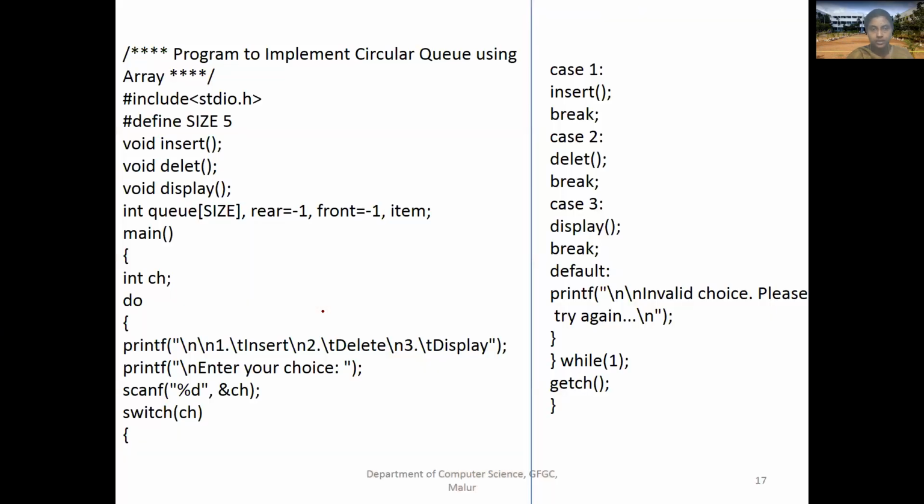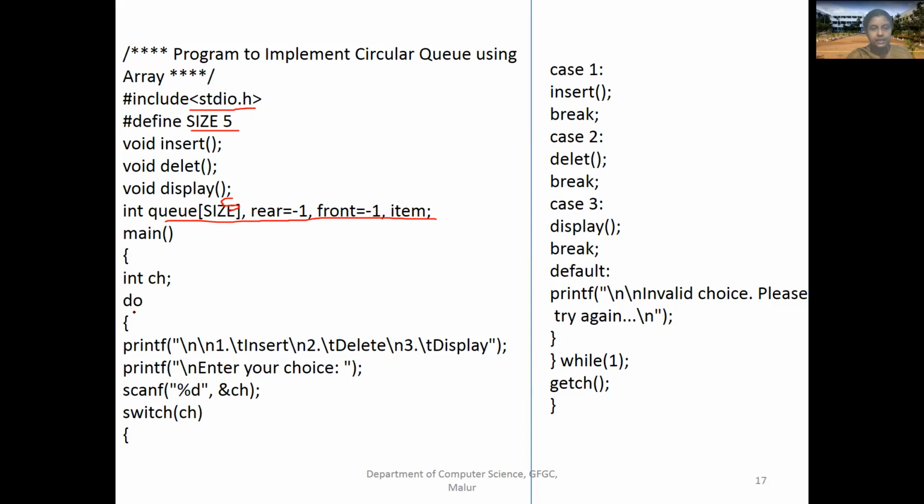The program for this is also quite simple. Using an array we have written it. This is our initial declaration. Size I have taken is only 5. We have three methods: insert, delete and display. And these are the declarations which we require for doing queues. Rear is -1, front is -1, item, and queue of size. Queue size 5 is taken.